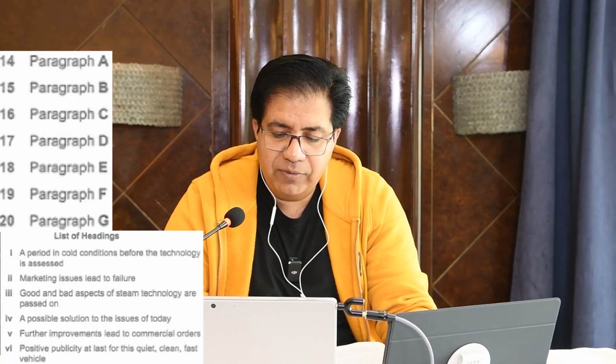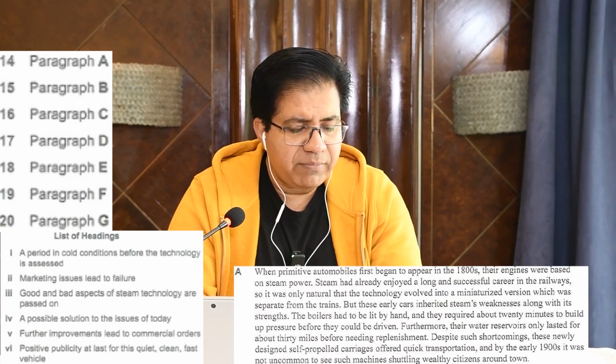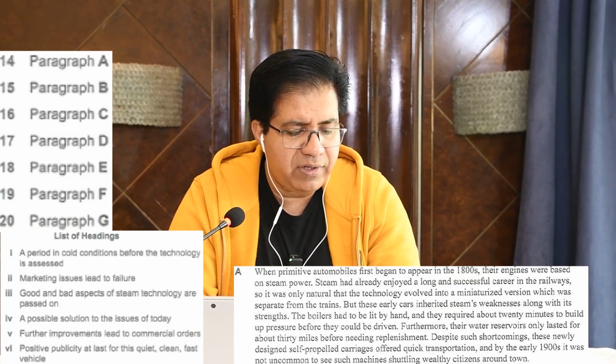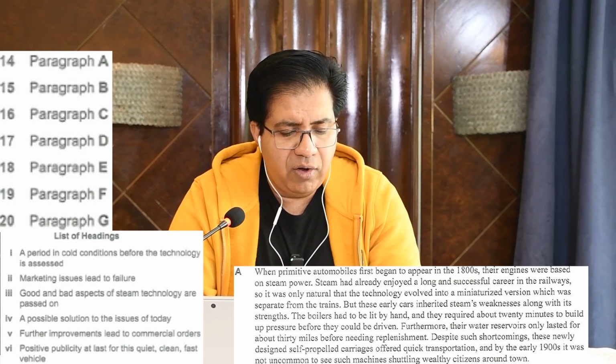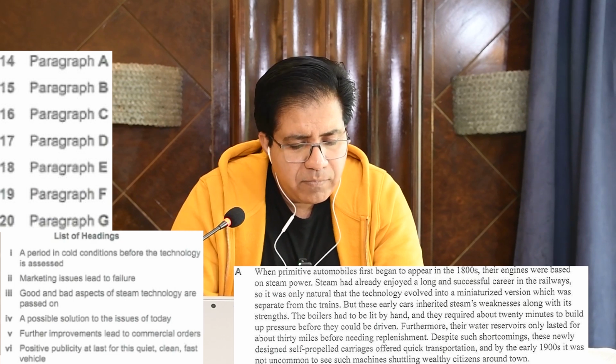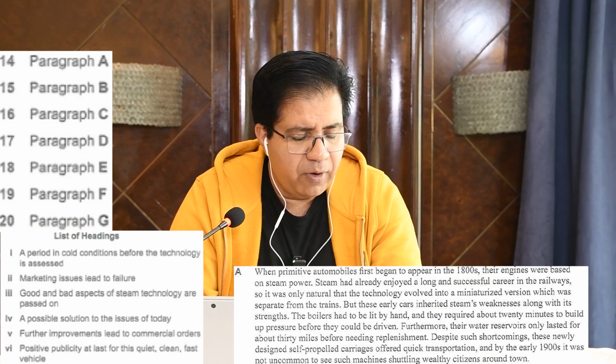Now where should we go? Okay, we go to paragraph A. We've read it already. So please come to paragraph A. I'm reading it from the beginning. When primitive automobiles first began to appear in 1800s, their engines were based on steam power. Steam had already enjoyed a long and successful career in the railways, so it was only natural that the technology evolved into a miniaturized version which was separate from the trains.